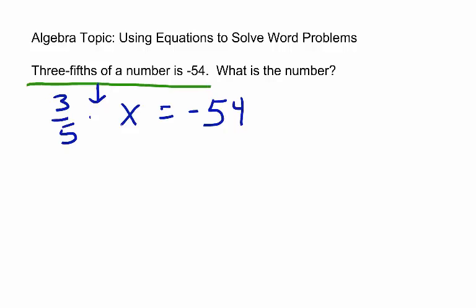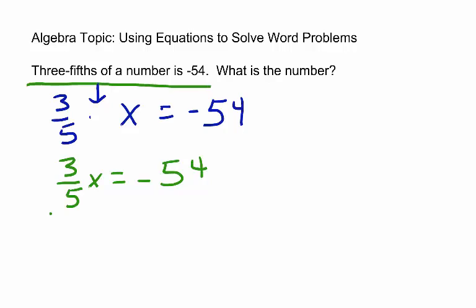In algebra, we generally write our coefficient directly in front of the variable without putting the operation symbol in between. So I'll write 3/5 times x as 3/5 x. And this is understood to mean 3/5 times x. So here's my equation. 3/5 x equals -54. Now I need to solve for x to get the value of my unknown.